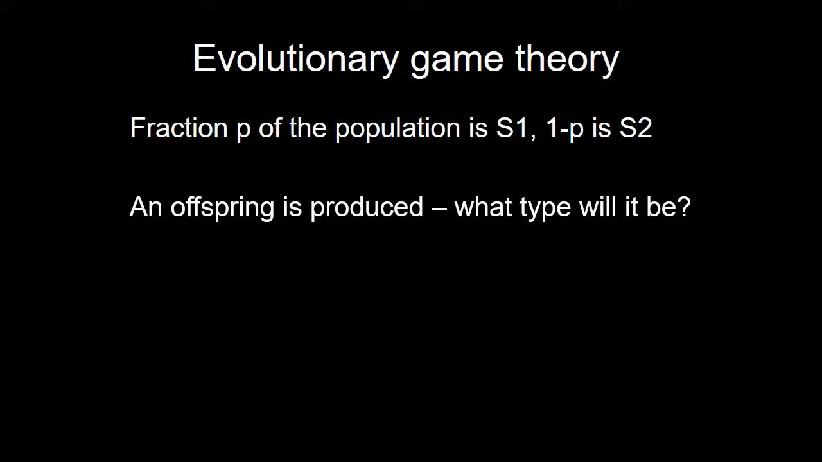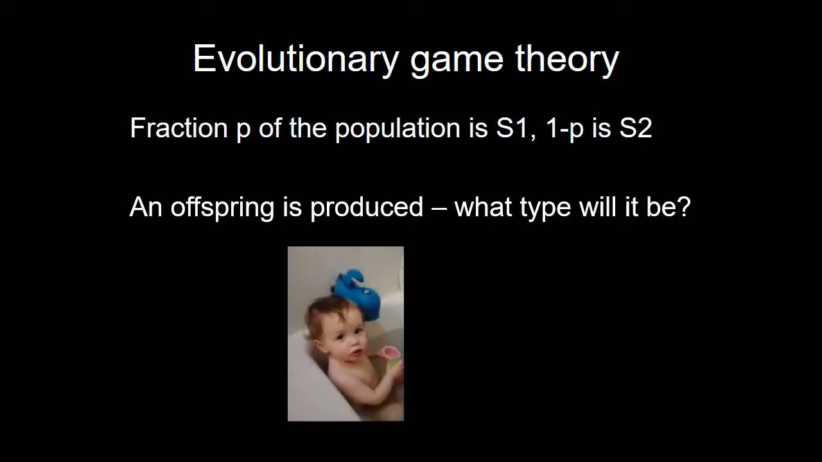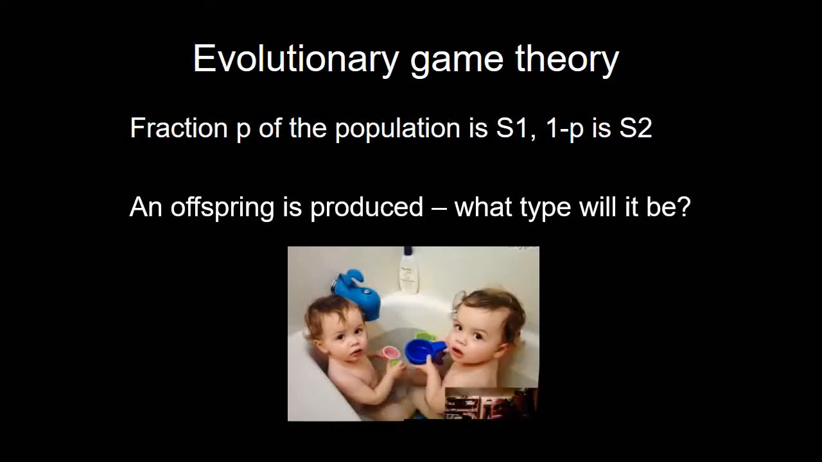So the key question is, when the offspring is produced, is it more likely to be type strategy 1 or type strategy 2? The fundamental principle that drives evolutionary game theory is that a strategy that leads to one offspring being produced will do less well and be outcompeted by a strategy that causes 2 offspring to be produced, for example.